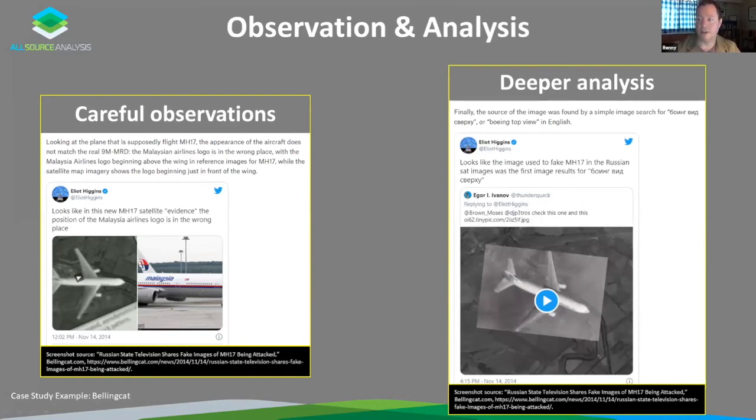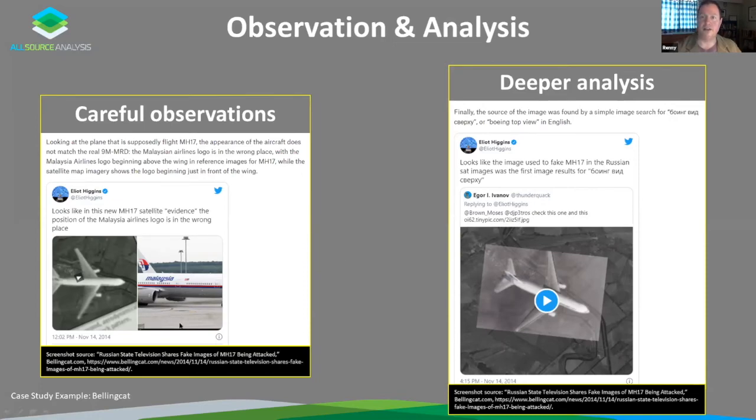They did some searching in Russian, using Russian terms, looking for different images, image source search. They played around with different terms, to use the term Boeing top view in Russian, and found as one of their first image choices a Boeing aircraft that looked quite similar to the aircraft that was used in the graphic.